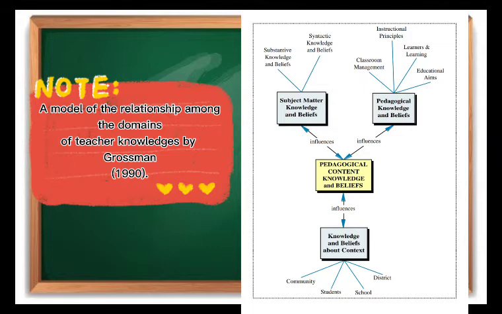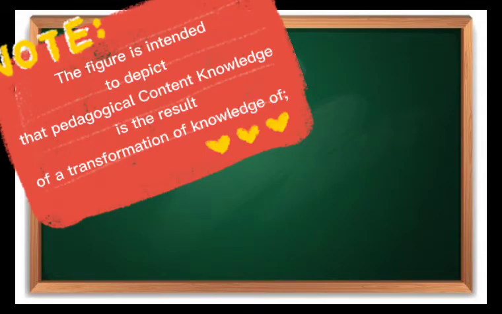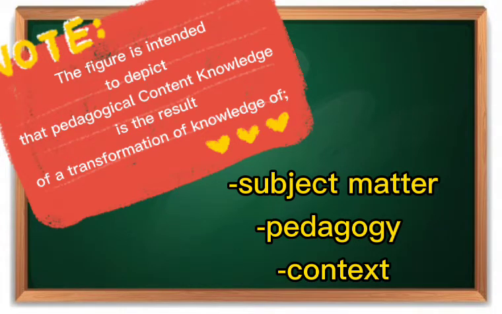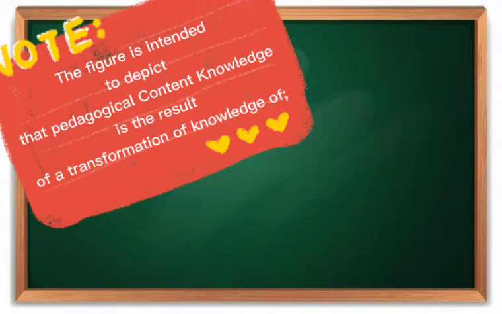Arrows at each end of the line indicate a reciprocal relationship between domains. The figure is intended to depict that pedagogical content knowledge is the result of a transformation of knowledge of subject matter, pedagogy, and context, but that the resulting knowledge can spur development of the base knowledge domains in turn.